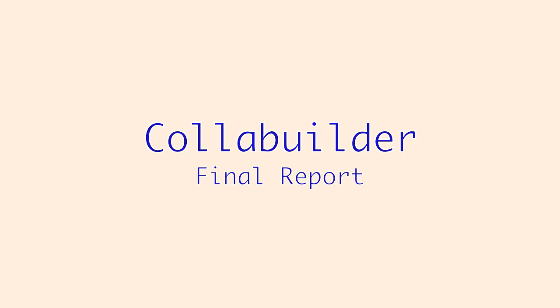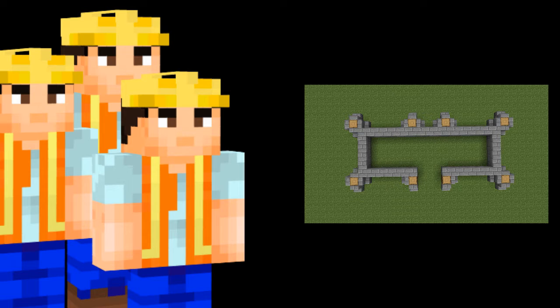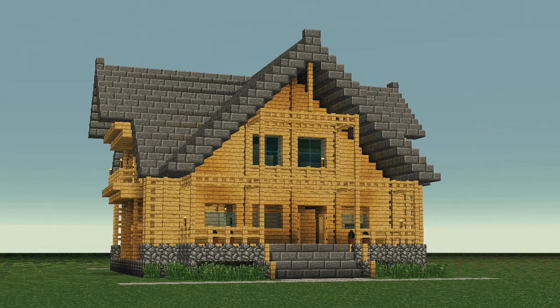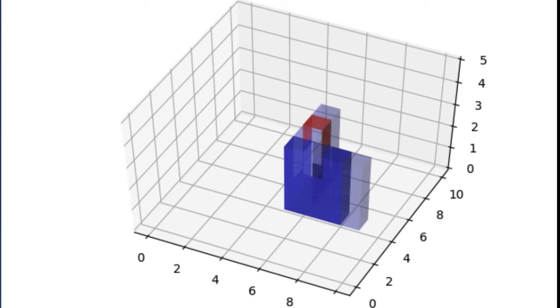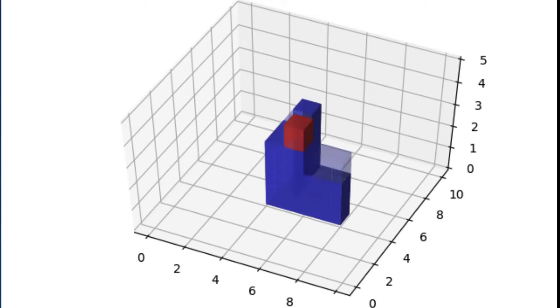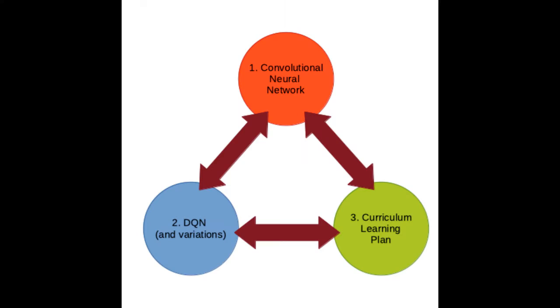Hello, we are Collabuilder, and the problem we sought to solve was to create agents that would work together and build a home. They should be able to take some user-defined blueprint and figure out a way to build the house regardless of complexity. For this final build, we focused on creating a working model that would be further extended for later use. There are three main aspects we focused on to train our agent.